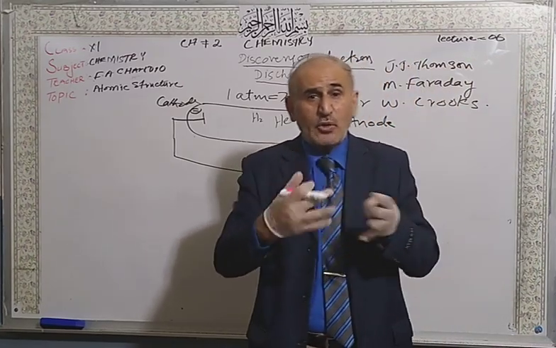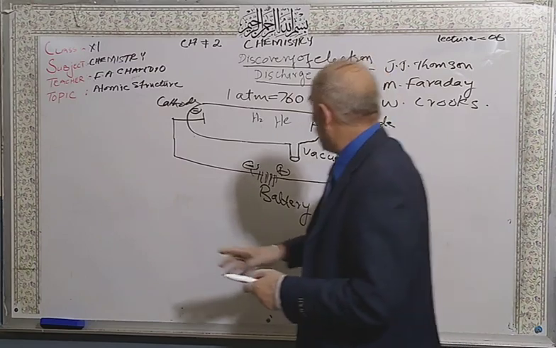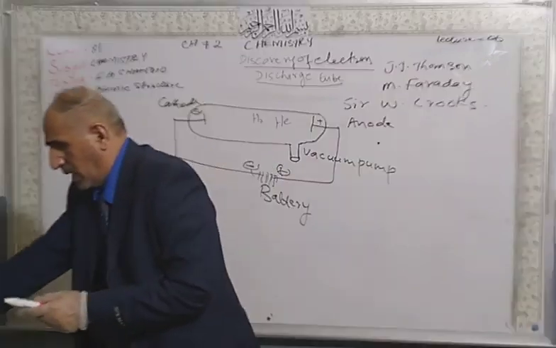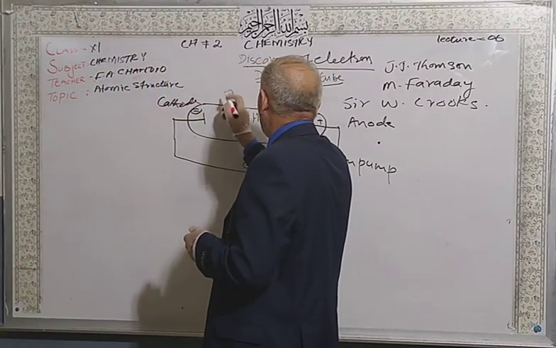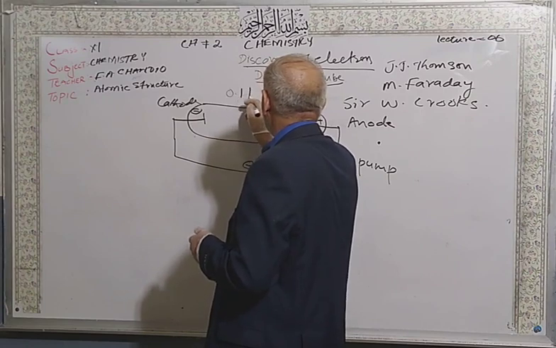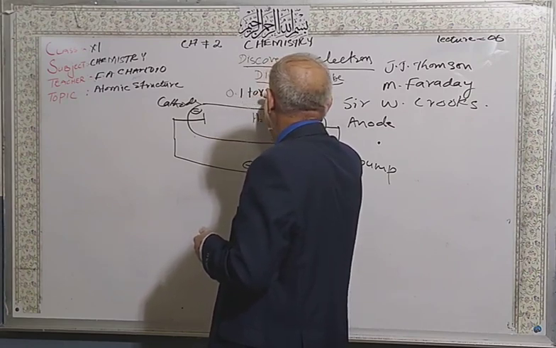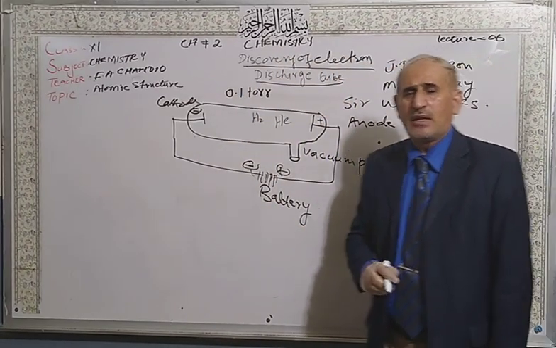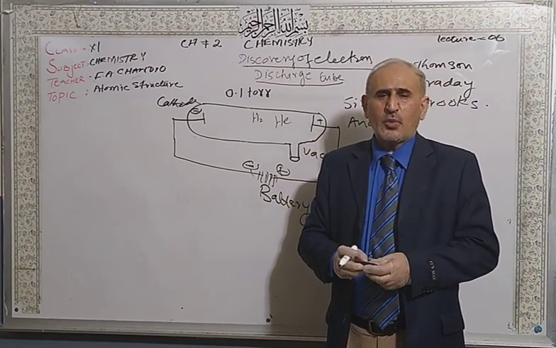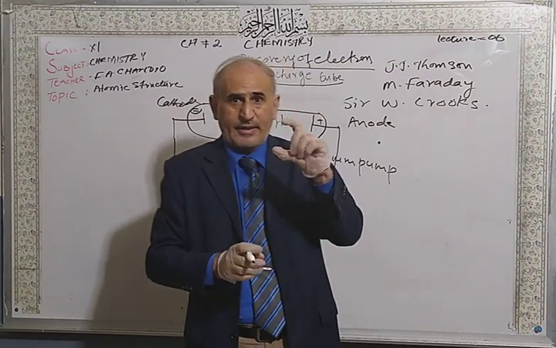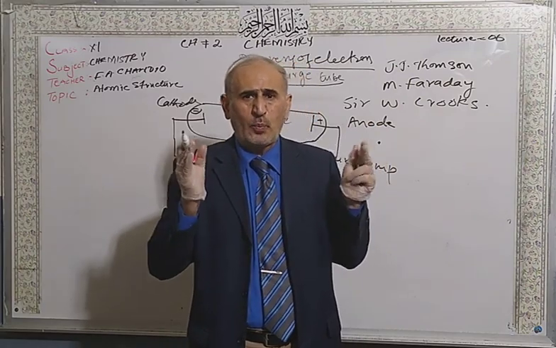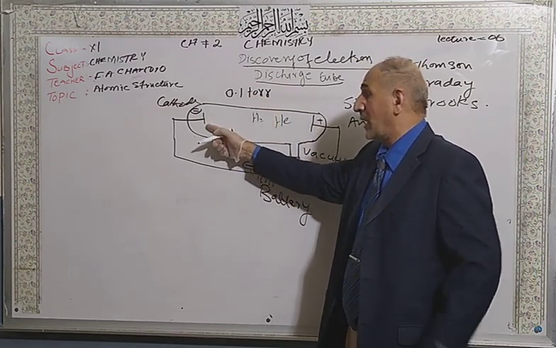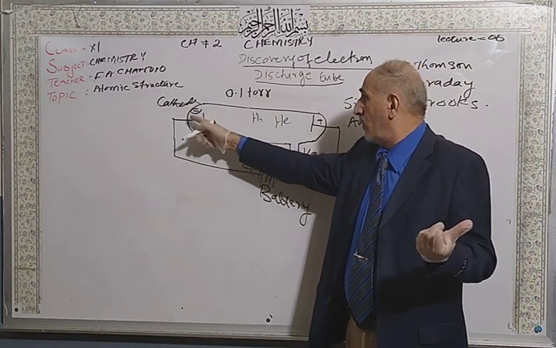When they decrease the pressure, what happens? When this pressure reaches 0.1 torr, a very low pressure, you can say. If you do not remember this 0.1 or 0.01 torr, you can write at very low pressure. At very low pressure, they observed a glowing. The glowing was coming from the cathode, from the negative charge.